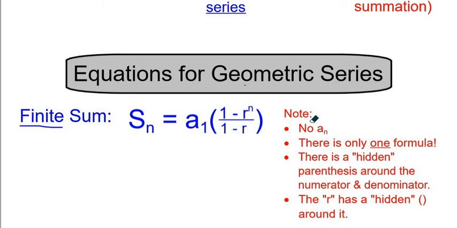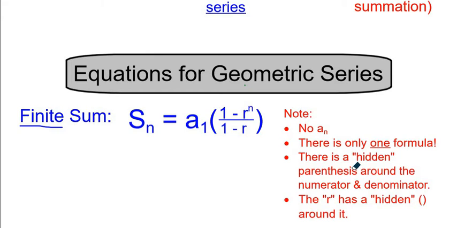A couple of important notes. There's no a_n in this formula. Remember, when we did arithmetic, both formulas had a_n's. So there's no need to know the final term to find the final sum, which is incredibly interesting. There's only one formula. Finite sums have one formula.